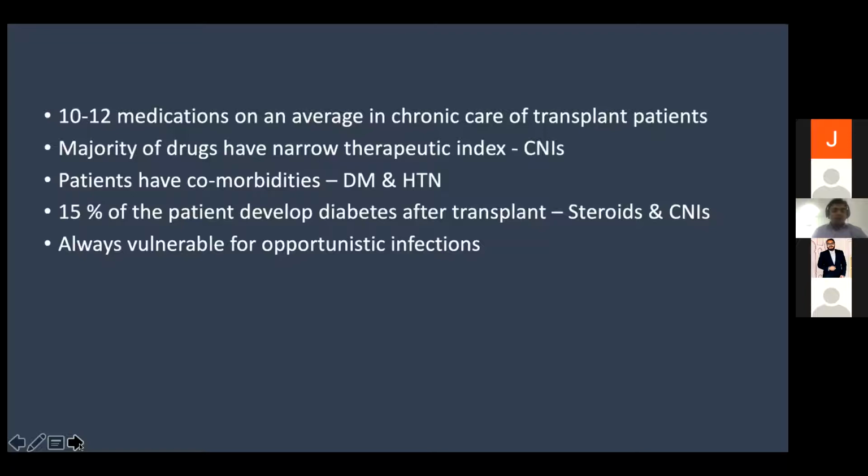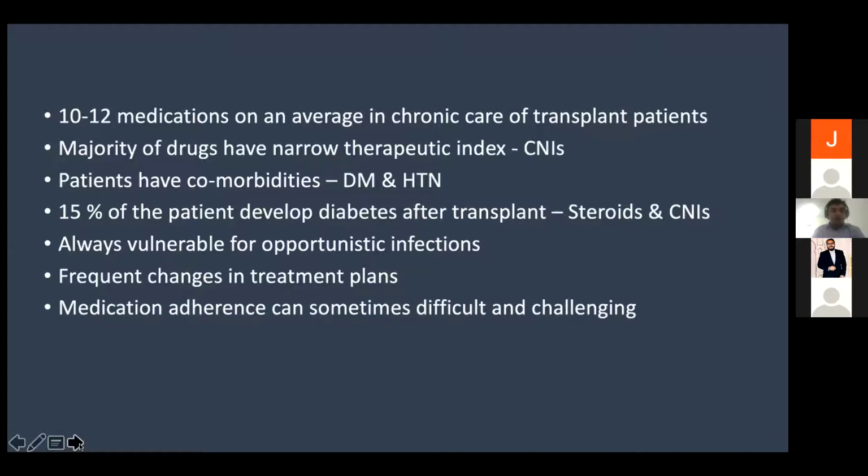Always, this population is vulnerable to opportunistic infection. So they have to attain a sweet spot between not having opportunistic infection and also not having rejection of the allograft. Now, usually when transplant patients are followed up at 1 or 2 months or within 6 months, they have frequent changes in their treatment plan depending on their response and the spectrum of side effects. Medication adherence can become very difficult and challenging because the patients have an overwhelming number of medications, and it's very difficult for them to adhere to the agreed treatment protocol.